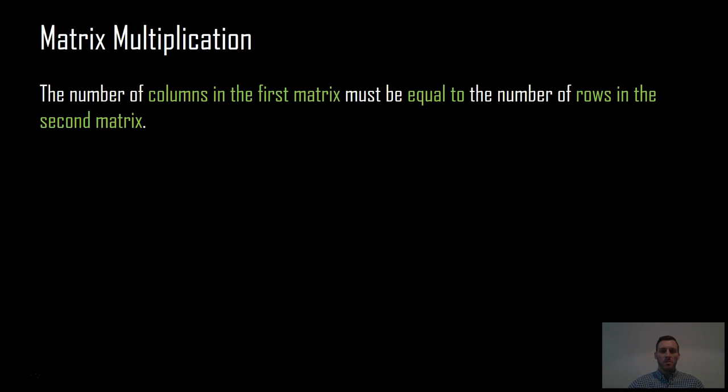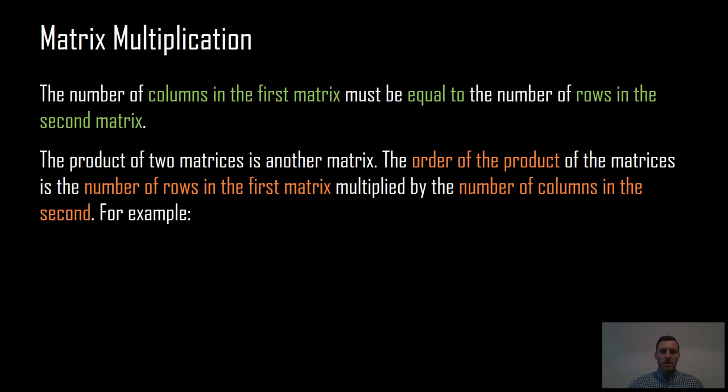The number of columns in the first matrix must equal the number of rows in the second matrix. In other words, the inner dimensions must be equal. The product of two matrices is another matrix. The order of the product of the matrices is the number of rows in the first matrix multiplied by the number of columns in the second matrix. In other words, the outside dimensions.